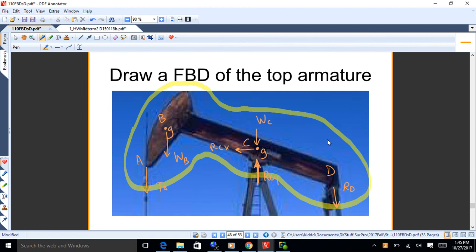Okay, I'm thinking we got a pin joint there at point C, plus the center of gravity's in there somewhere. Going to have a reaction at that pin joint, X and Y. And then we've got the cable at A pulling down.